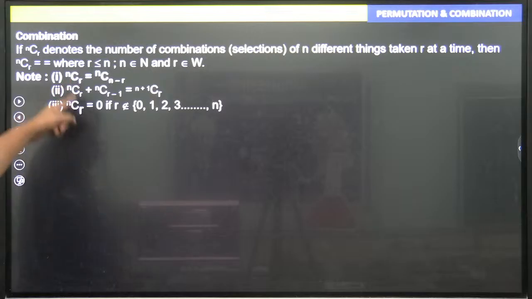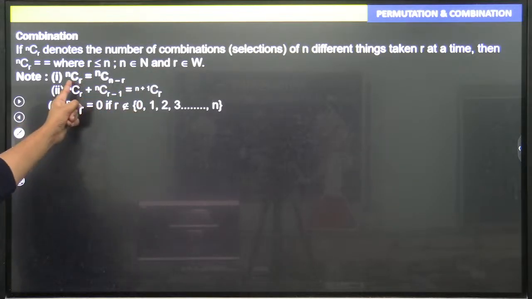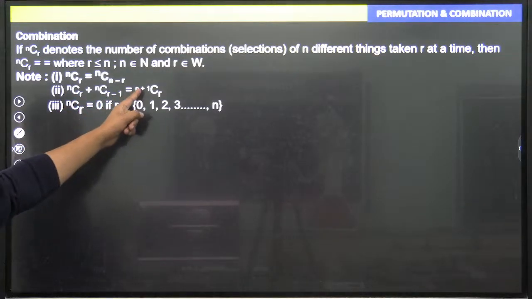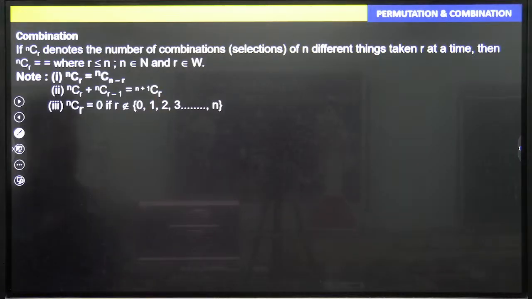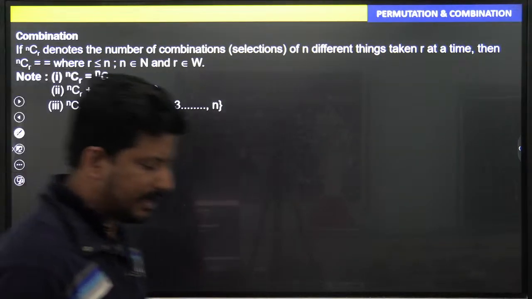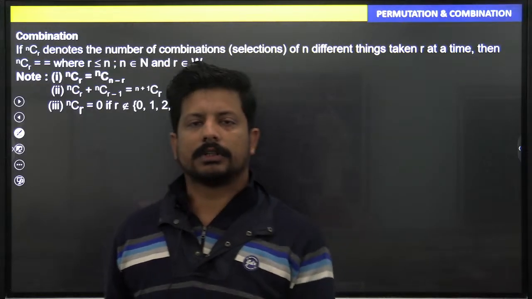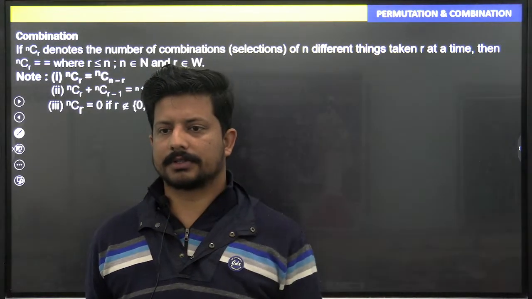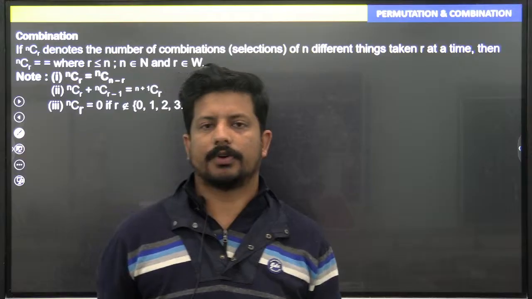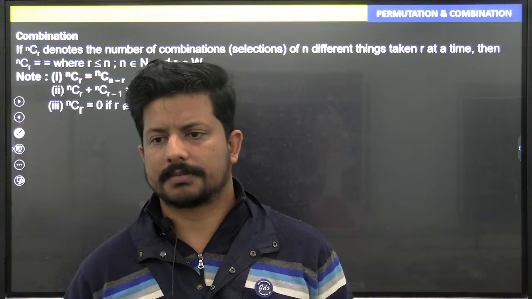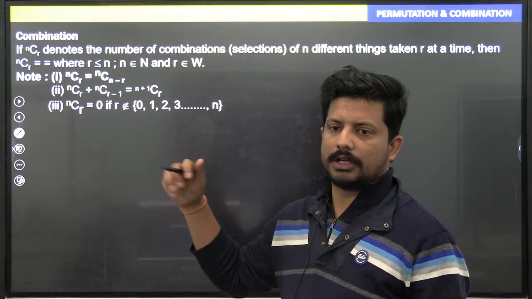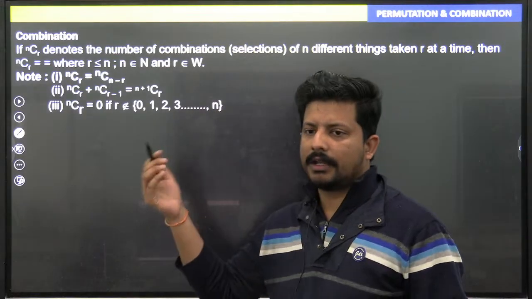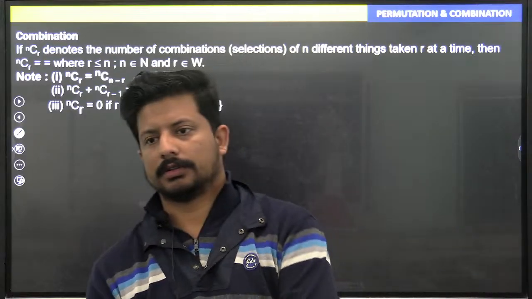Now these things you learn in your binomial theorem chapter. nCr is the same as nC(n minus r). nCr plus nC(r minus 1) is equal to (n plus 1)Cr. nCr is equal to 0 if r does not belong to 0 to n. Meaning if they say there are 5 members and you need to select 6 persons, how can you select 6 persons from 5 people? So nCr is 0 if r does not belong to 0 to n. It is only possible when r is more than n or less than 0. Hope you are getting my points.